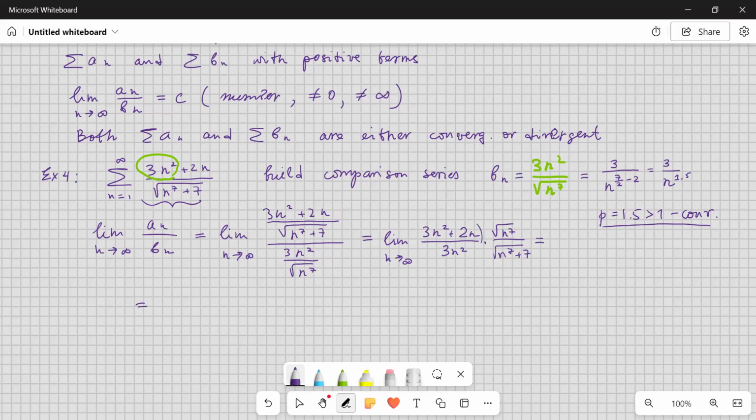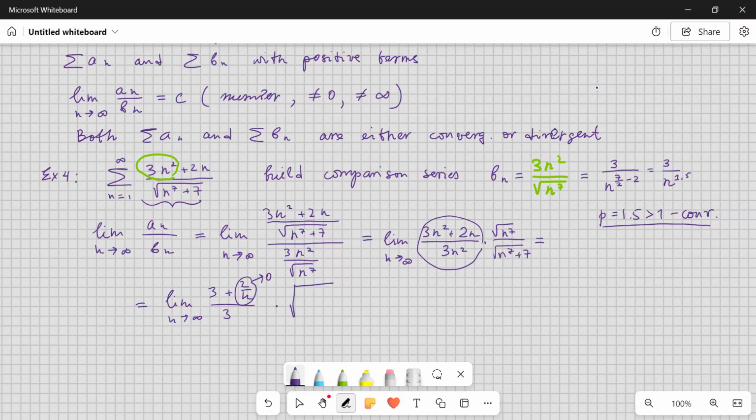Well, let's consider my first fraction. If I deal with it, I see that I can divide here by n squared. If I divide by n squared, I'm going to put 2 over n here, and here is just 3. This will go to 0 easily. So basically, my first fraction's limit is equal to 3 over 3, which is 1.